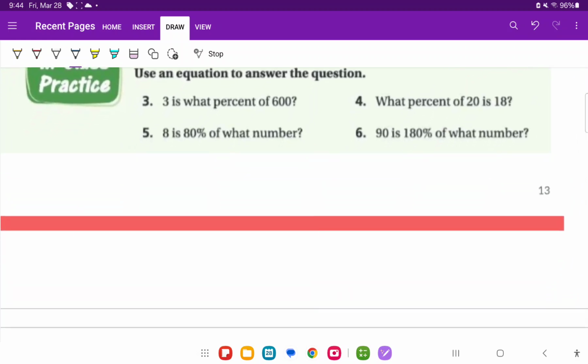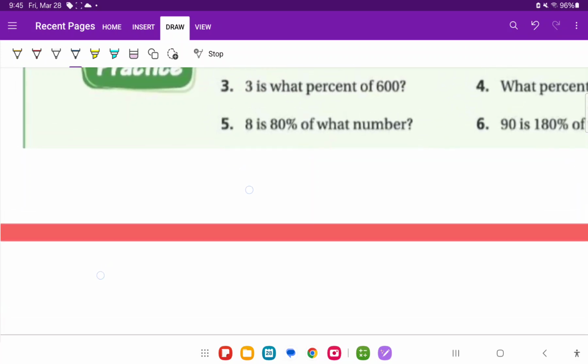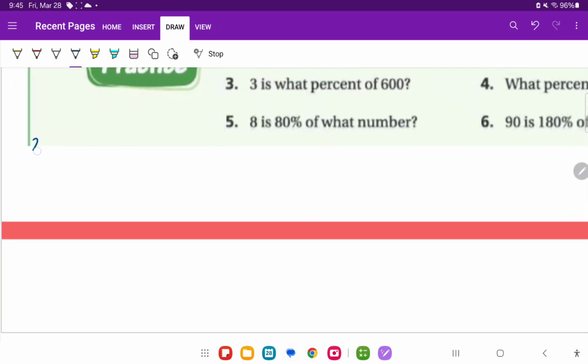Now, we're going to work on these 3, 4, 5, and 6 down here. So we're going to do number 3 right here. Okay, so it says 3 is, right? So we're just going to go 3 is, we have what percent, so that's our x, of is multiply, and then 600. So 3 is what percent of 600?